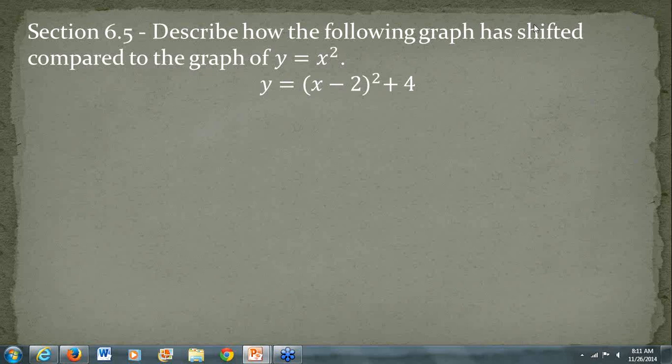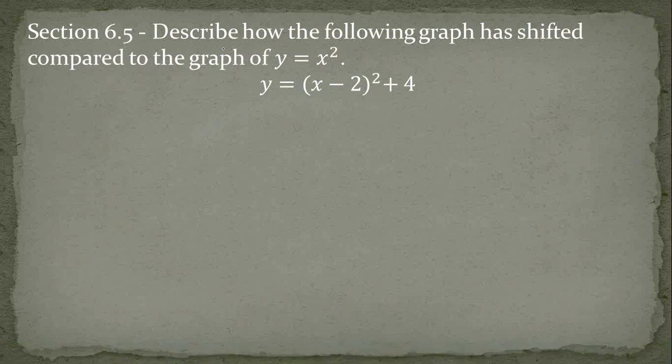Alright, we've almost reached the end here. All that's left is 6.5 and 6.6. Here it says, describe how the following graph has shifted compared to the graph of y equals x squared. Now if you go into your graphing calculator and go to the y equals button, and then type in x squared and hit graph, you definitely need to memorize what that looks like.